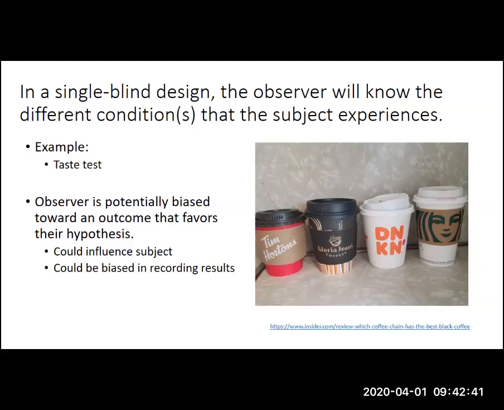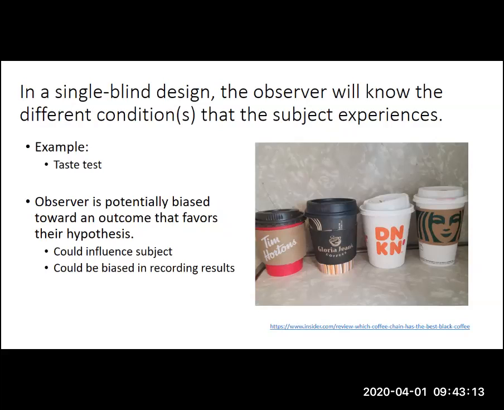In many experiments, they're described as being a single blind design. In a single blind design, the observer, the scientist, will likely know the different conditions, test situations, and groups that the subject may be in, but the subject is going to be naive. The subject is not going to know what they're going to be exposed to, or the expectations of the result.